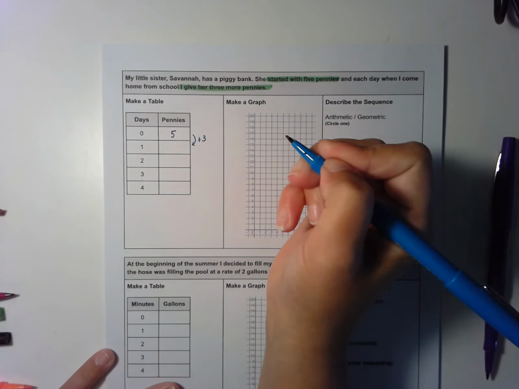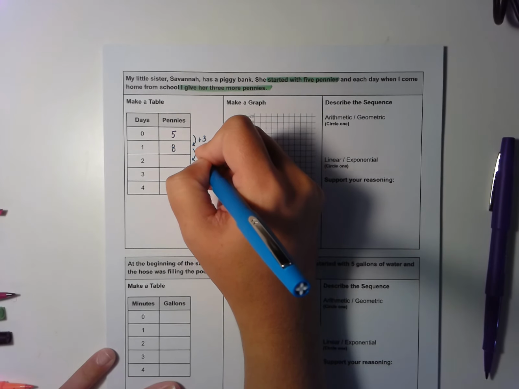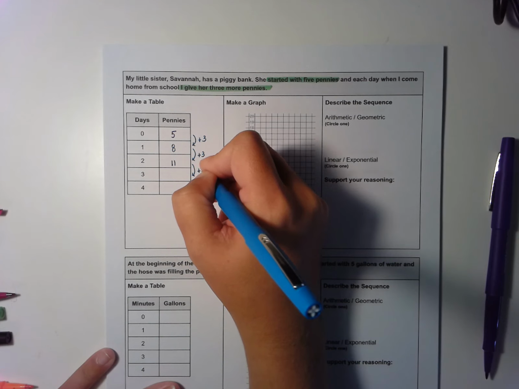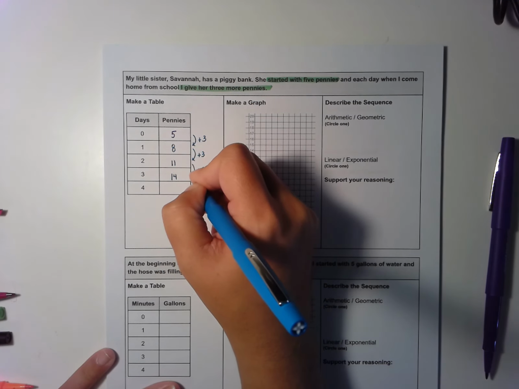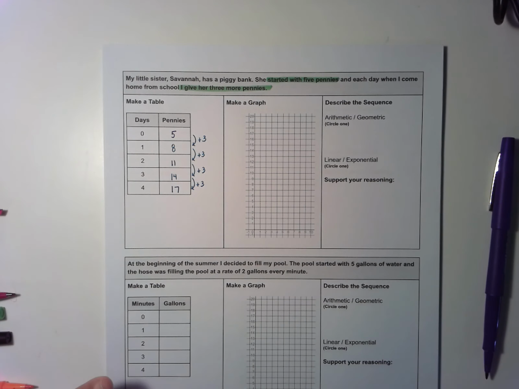So to get to the next number, I would add 3, which gives me 8. I could add 3 again to get the next number, which is 11. If I add 3 again, I get 14. And if I add 3 again, I would get 17. So that's kind of how I could fill in that table using the story in the problem.